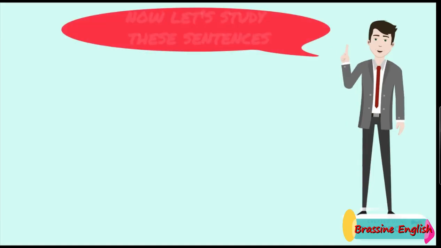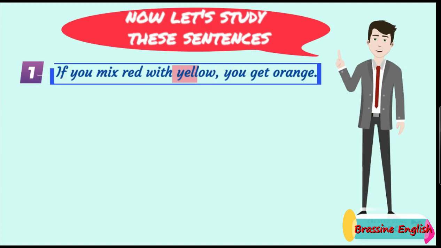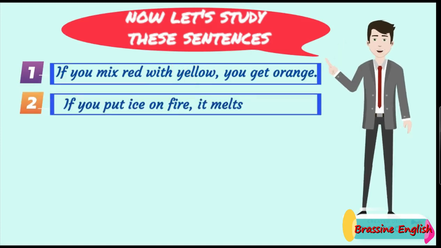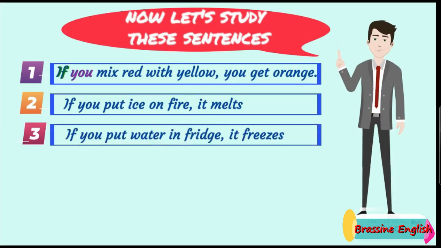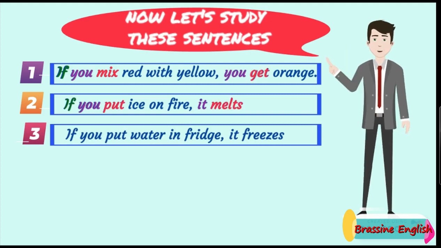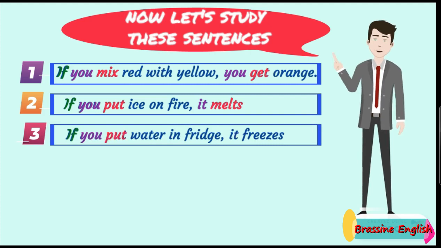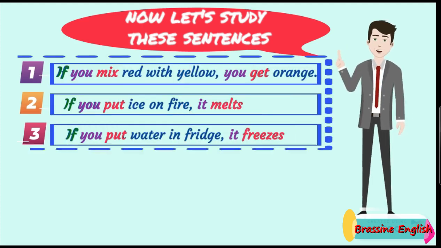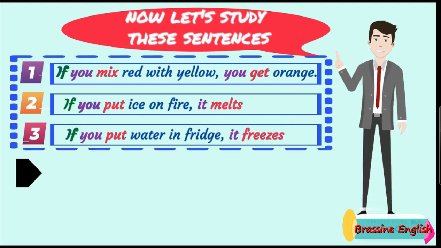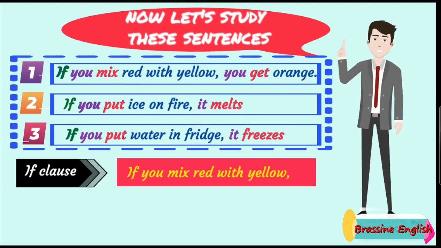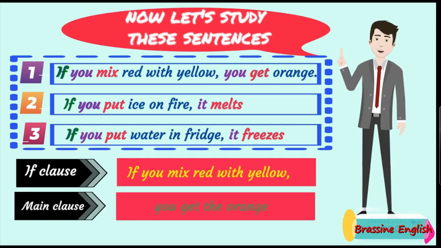Study these sentences. Number 1, if you mix red with yellow, you get orange. Number 2, if you put ice in fire, it melts. Number 3, if you put water in the fridge, it freezes. All these 3 sentences are facts or truths. Well, we usually use the zero conditional to talk about facts or things which happen as a result of something else. So in these sentences here, we're talking about either a fact or the result of something else.